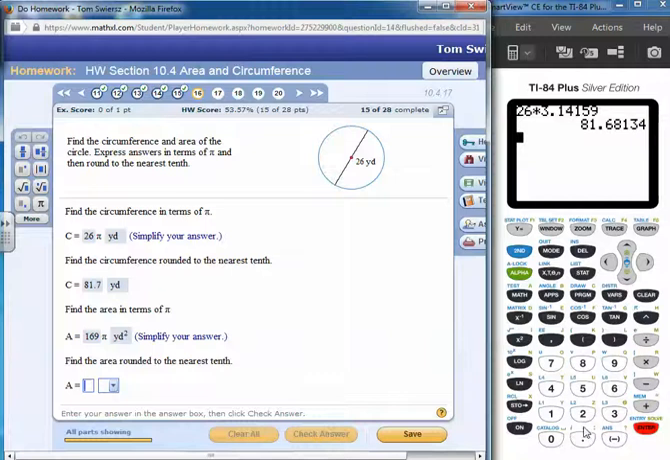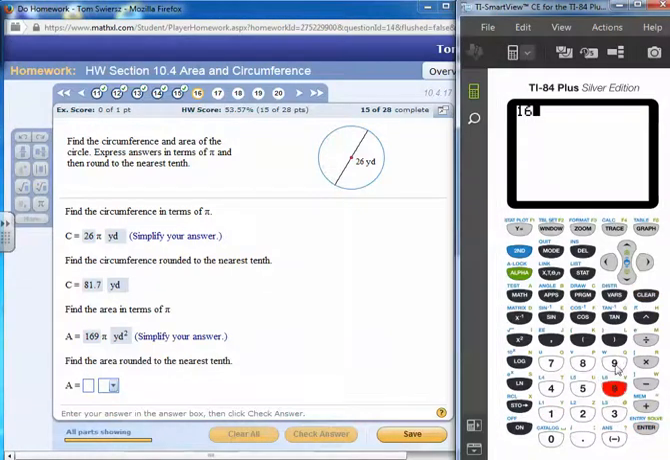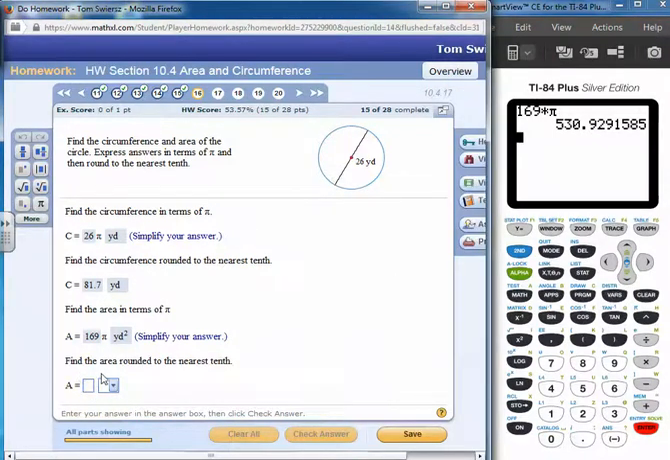Okay, and the area to the nearest tenth: 169 times the pi value gives us 530.92. So to the nearest tenth, the 2 falls in the hundredths, so we keep the 9. We don't add anything. So to the nearest tenth, we get 530.9. Okay, so make sure you round your answer correctly. Square yards is the unit for area. All right, very good.